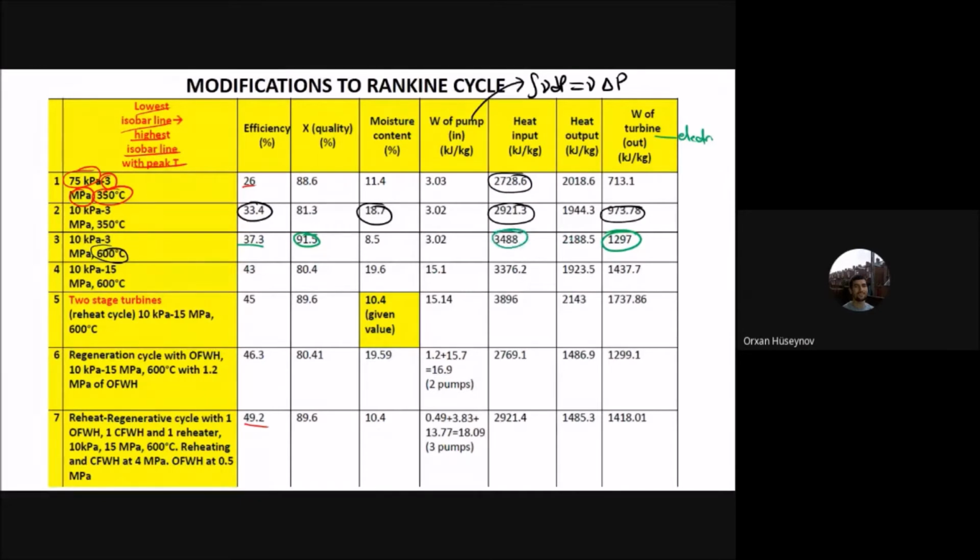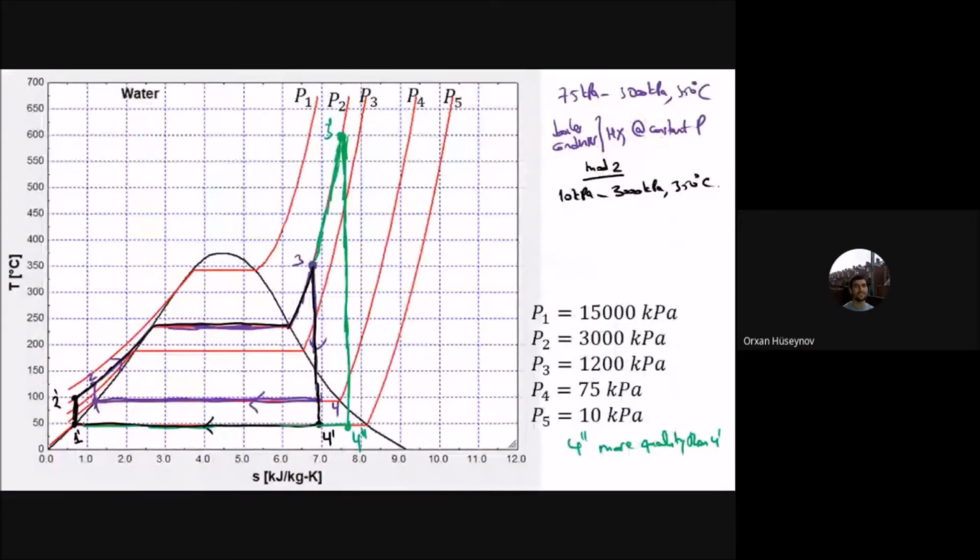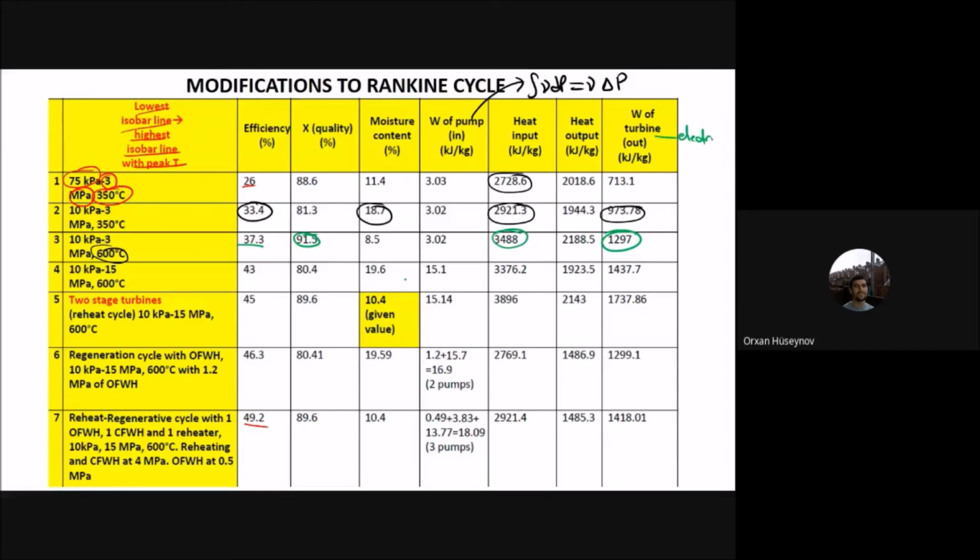And the heat output also increased, because in the previous case it was from 1 to 4', but now it is 1 to 4 double prime. So this is the condenser part. After this modification, as a final result, the combination of this increase and decrease is an increase in efficiency, in the amount of 37.3%. So now comes the last one.